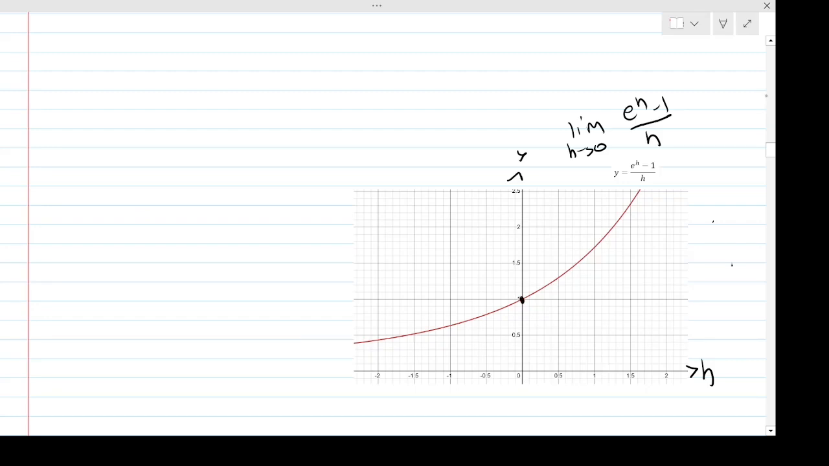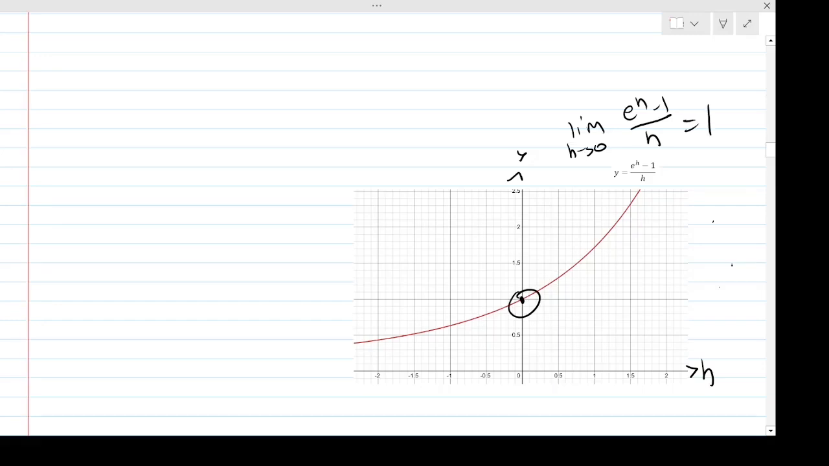Well, what do you notice then? Hopefully you notice that as h goes to 0, from either end of the curve, before and after, it approaches 1. So that is it. The limit is simply 1.